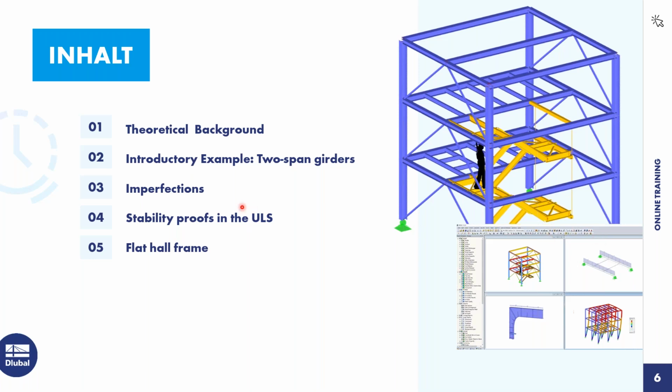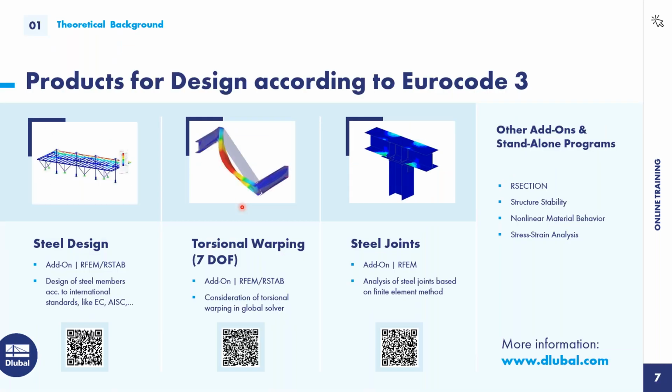So what products do we have for design according to Eurocode 3? We have the basic add-on Steel Design, and the big advantage here is that you have all international standards included. So when you would like to perform your steel design according to the Eurocode, you can do this, or the American standards are also possible, or Swiss standards are also possible. This is the add-on we will cover today.